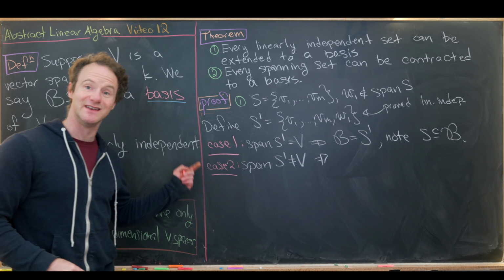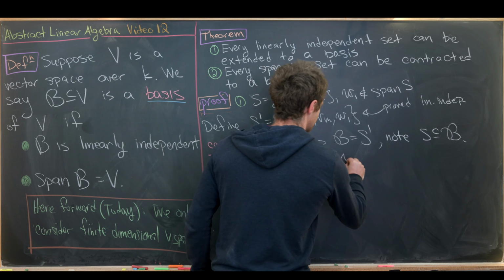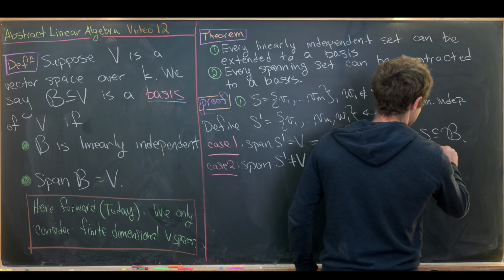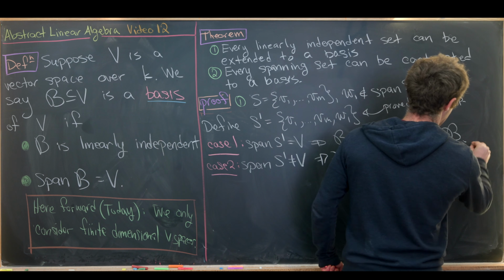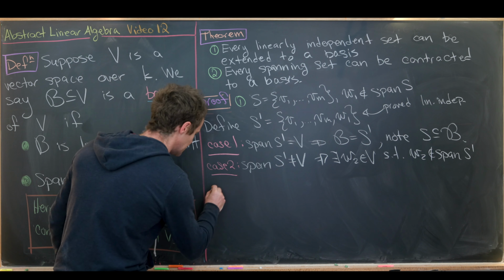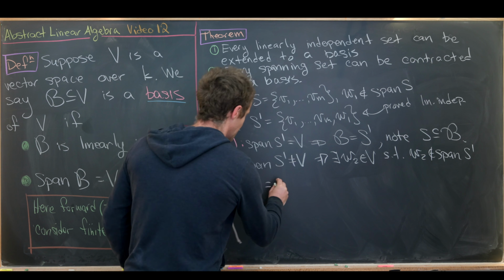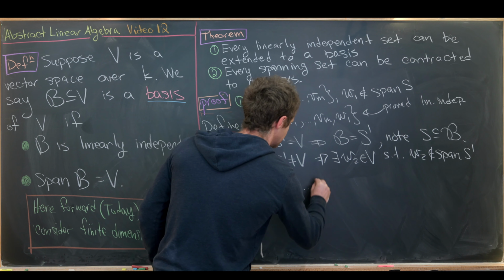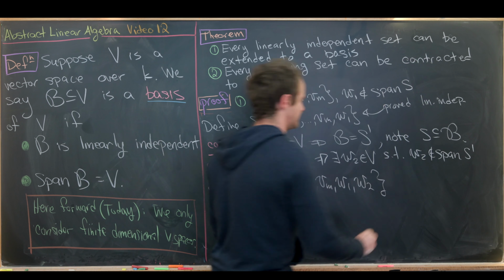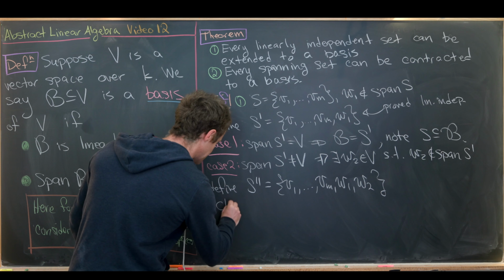That tells us that there's another vector from V that is not inside the span. So there's a vector, I'll call it W2 in V, such that W2 is not in the span of S prime. And then we're going to do the same thing that we did before. Let's define a new set, S double prime, which will be equal to V1 up to Vm, and then W1, W2.